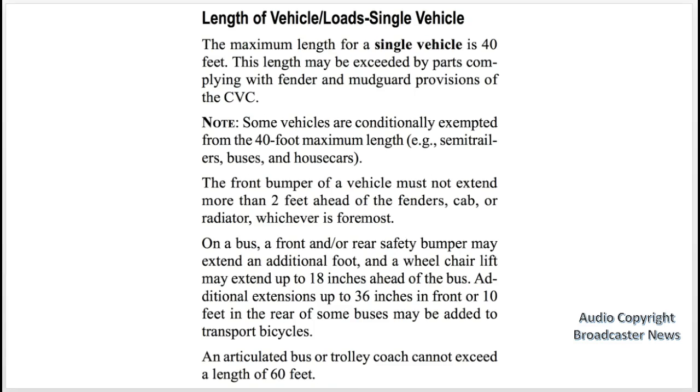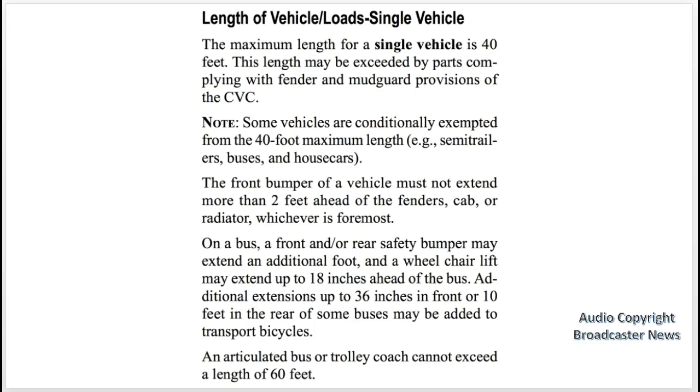Length of vehicle and loads. The single vehicle: the maximum length for a single vehicle is 40 feet. This length may be exceeded by parts complying with fender and mudguard provisions of the commercial vehicle. Note: some vehicles are conditionally exempted from the 40-foot maximum length: semi-trailers, buses, and house cars.